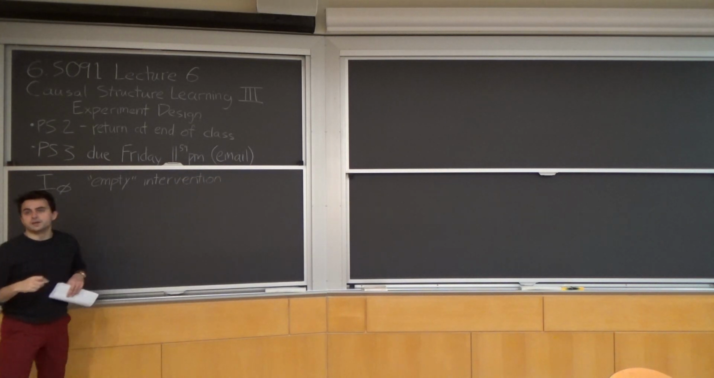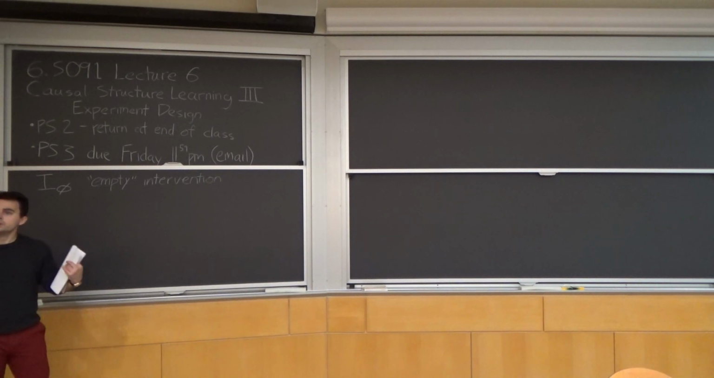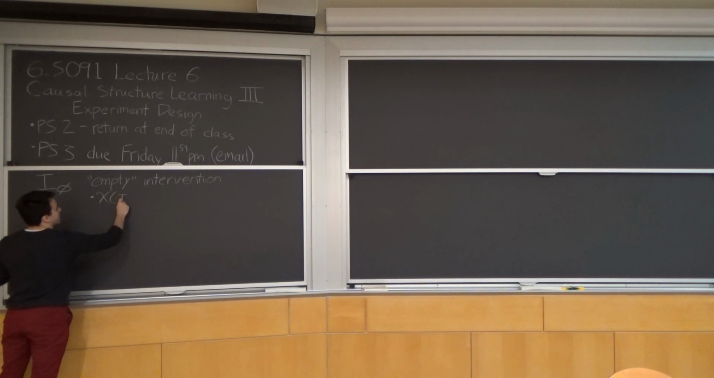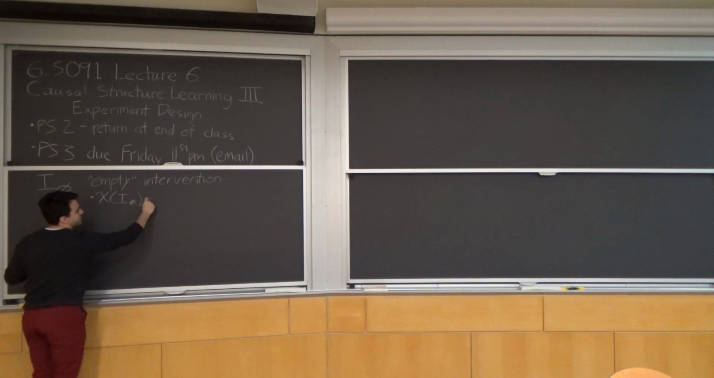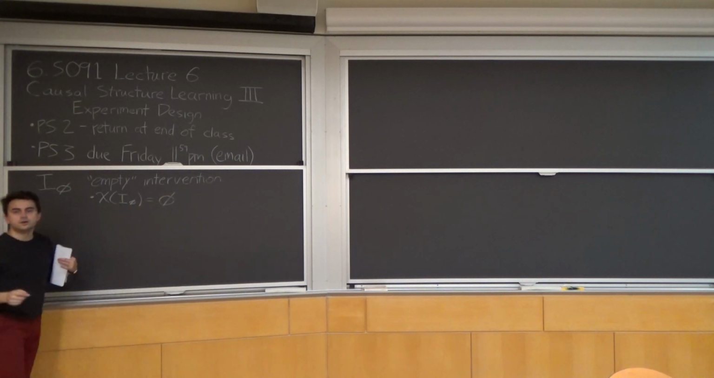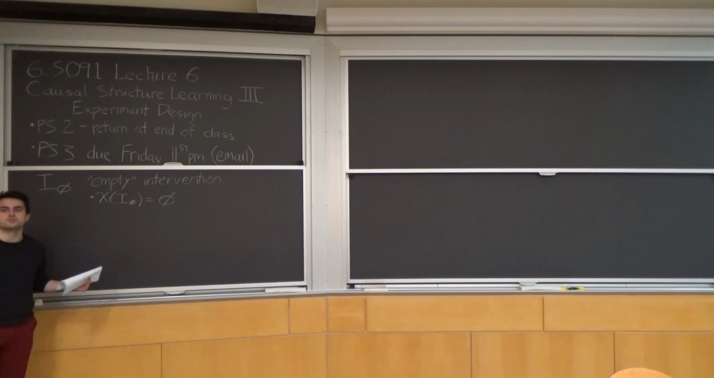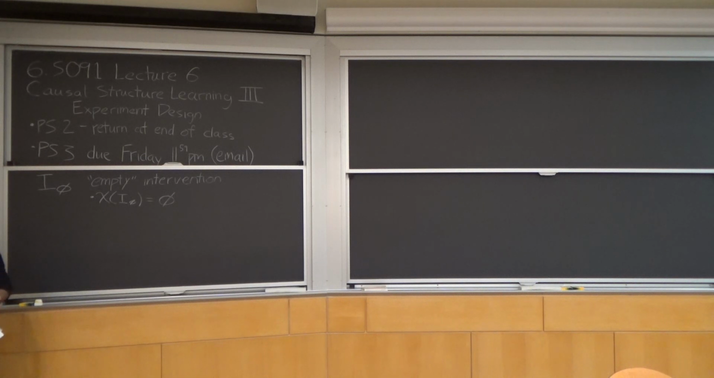And if you remember the way that we define interventions, they had these two components to them. They had the intervention targets, which were X of I, like this. And this is just X of I of the empty set, is the empty set. We're not intervening on any nodes. So we don't have to specify the other part, which causal mechanisms we replace for those nodes.